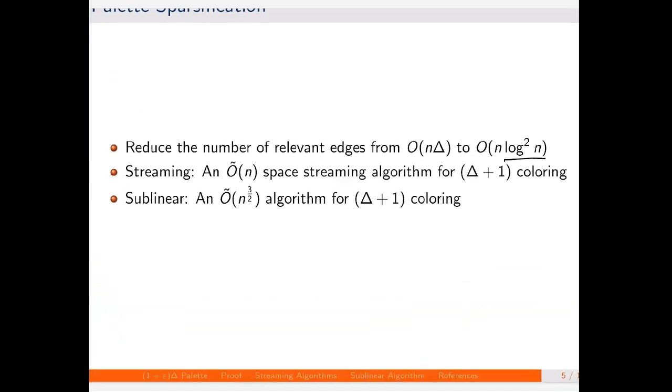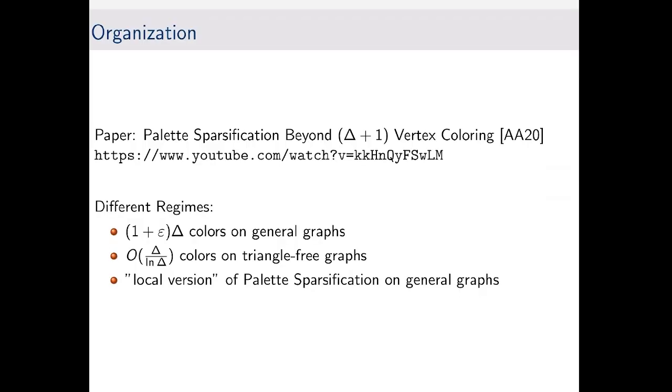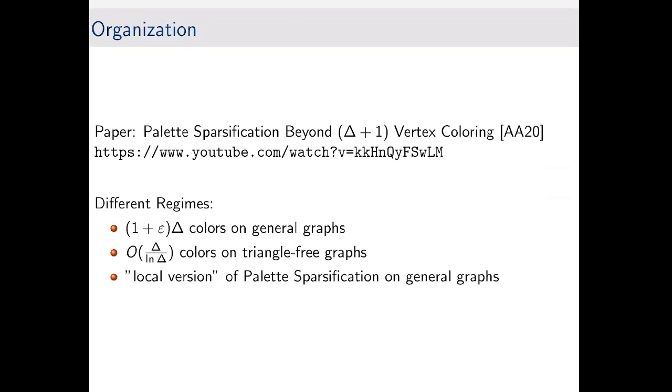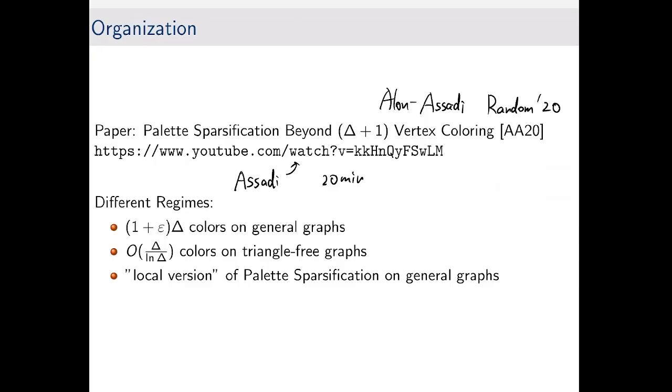Okay. So now let's move on to the paper that I want to talk about in this part of the video. The title is Palette Sparsification Beyond Delta Plus One Vertex Coloring. This paper is written by Alon and Assadi, and it was published in RANDOM 2020. I want to note that Assadi actually has a YouTube video. It was about 20 minutes long, and you should definitely check it out if you're interested. He sketched the main idea of his paper, but what I really want to do is present the paper in greater detail, and hopefully give you some more examples of this palette sparsification.